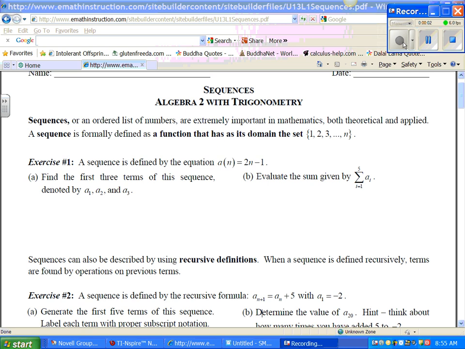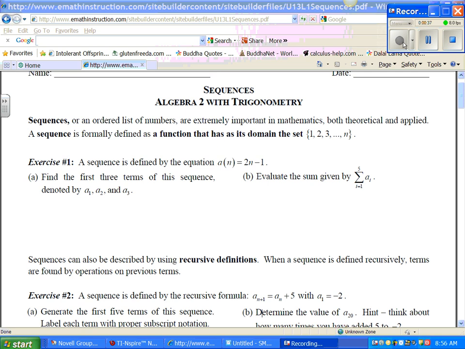Okay, so what we're going to be talking about today is starting our unit on series and sequences. So today we're going to be talking about sequences, okay? Sequences is basically about finding patterns in sequences of numbers and how we utilize those to find other values in the sequence, okay? Sequences, or ordered lists of numbers, are very important in math, both theoretical and applied. A sequence is formally defined as a function that has its domain set 1, 2, 3, ... n, n being some specified value, okay?